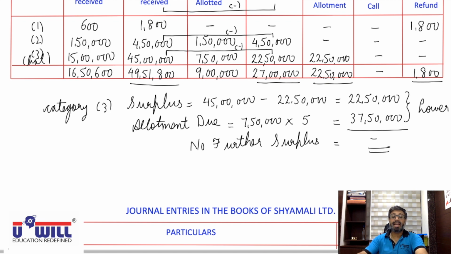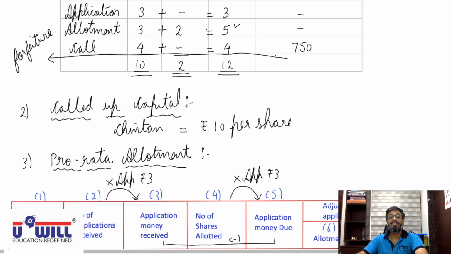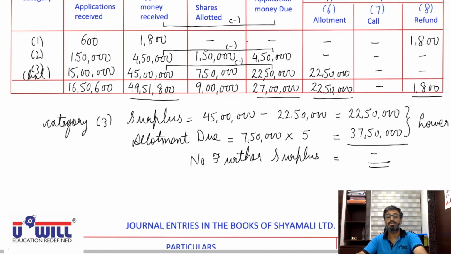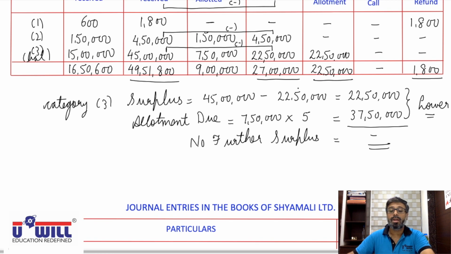Surplus 45 lakhs minus 22,50,000, 22,50,000. Allotment money due 7,50,000 into 5 rupees of allotment is due, 37,50,000. Now surplus is insufficient to adjust with allotment. So whichever is the lower amount, 22,50,000 we will adjust with allotment. No further surplus remains to be adjusted with call or to refund.